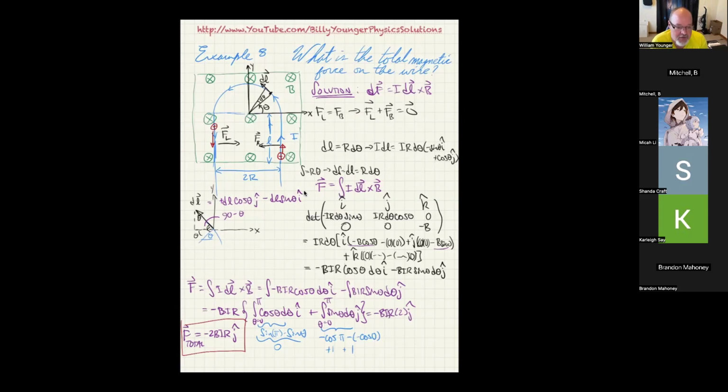Notice this is the same answer that your book does when it does a similar problem. However, with the similar problem, I think it looks like the current was reversed. I'm pulling up the book now. The current was reversed, but the magnetic field was the same. So they should have got exactly the opposite, which it looks like they got 2IBR and I got negative 2IBR. So it is correct.